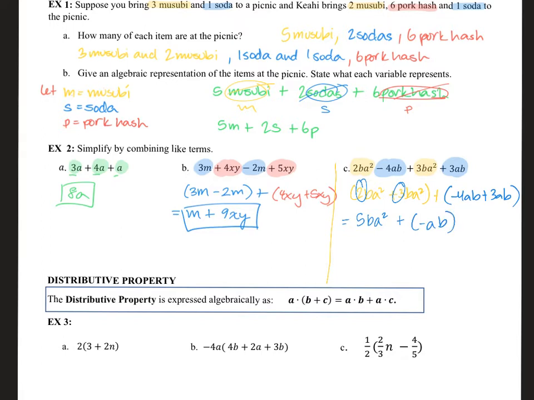You could write the 1 in front if you want to. Most of us don't. Let's go ahead and simplify the final answer. Drop the parentheses. And there we go. And once again, these are not like terms because of the a squared. Okay, the a squared makes these two not like terms. Okay, make sure to watch out for the parentheses. Watch out for the exponents.